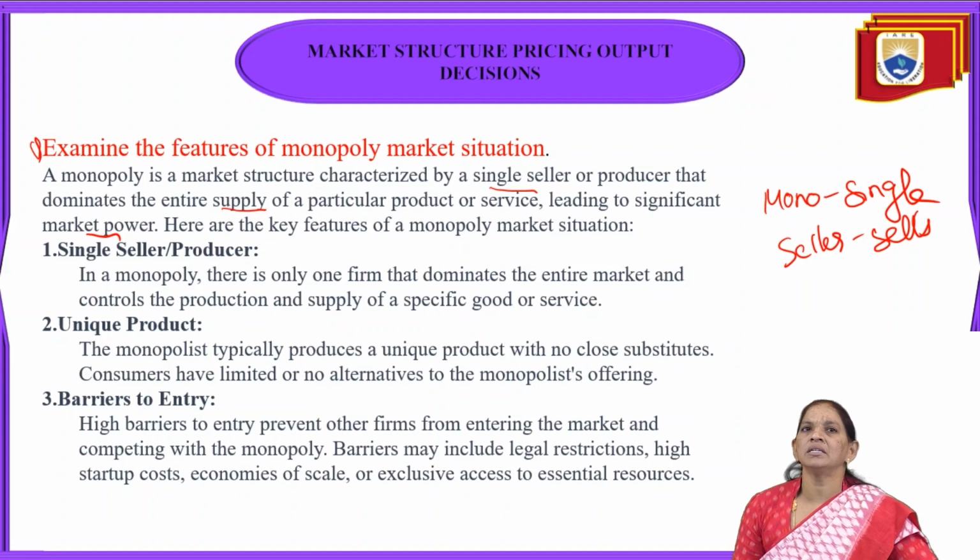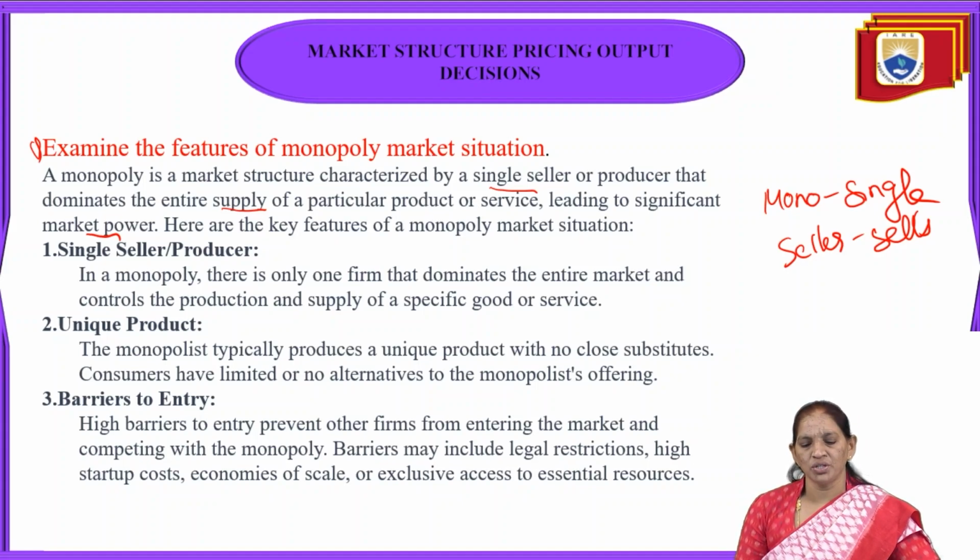The first feature is the single seller or producer. In the monopoly there is one firm that determines the entire market and controls the production and supply. Only one producer or one single firm controls the total production and supply of goods and services.